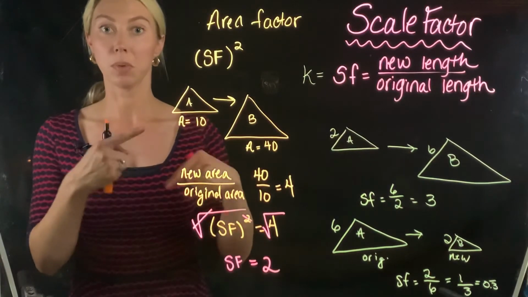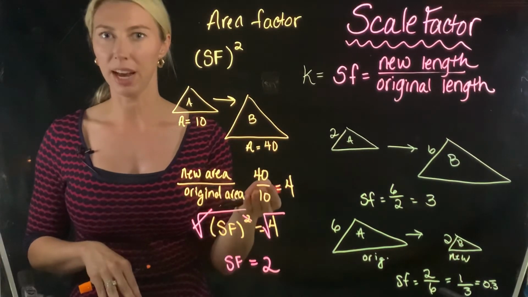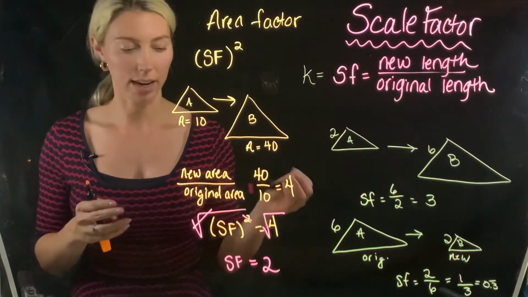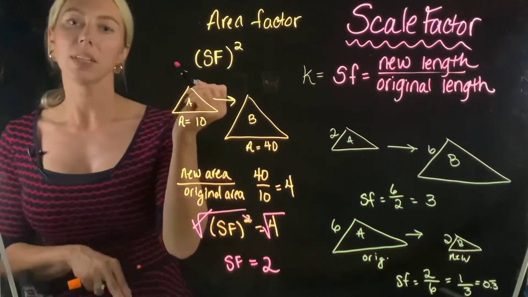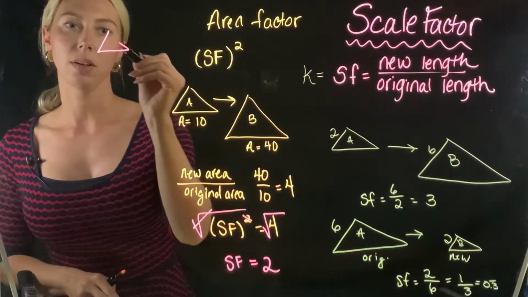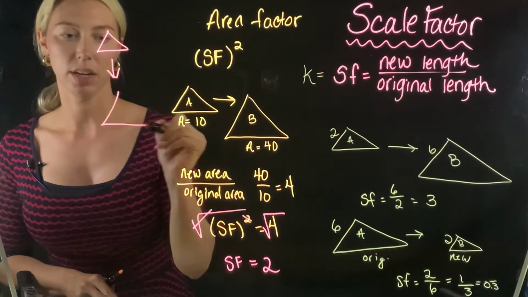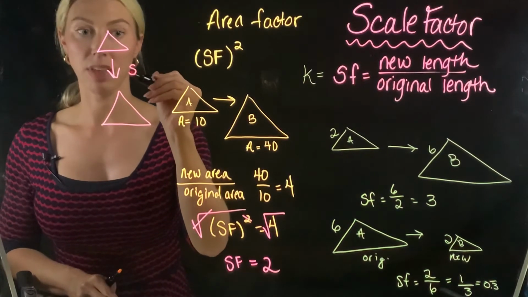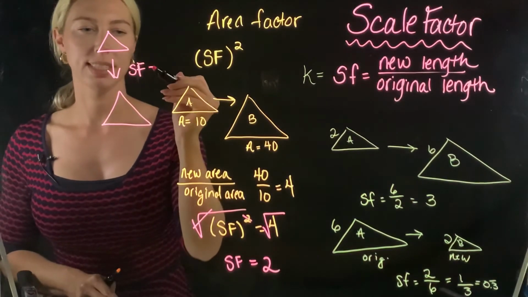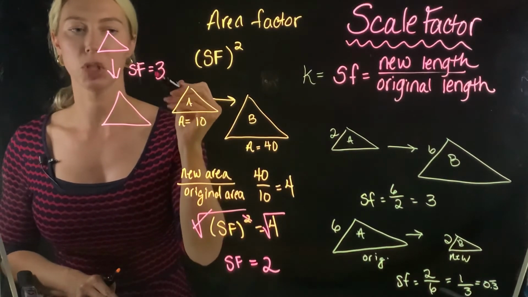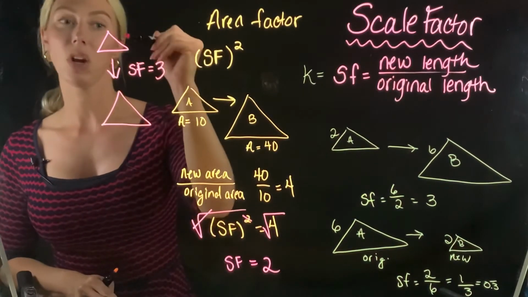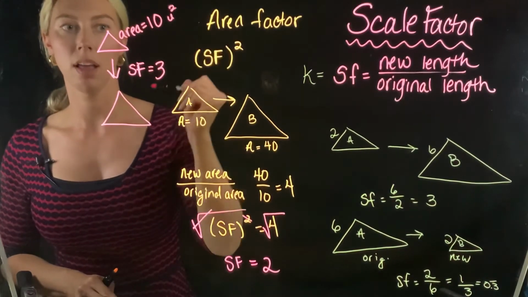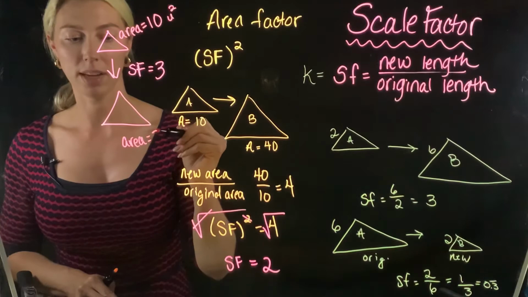Now this can work in the reverse. If they tell you the scale factor, give you an area, and then expect you to find the new scaled area, let me try an example for that. So let's say they tell you this triangle here turns into this triangle, right? It got bigger. And they tell you that the scale factor that they used to enlarge it was, let's just say, 3. And they tell you that this triangle had an area of 10, like units squared, and then they want to know what the area of this one is.